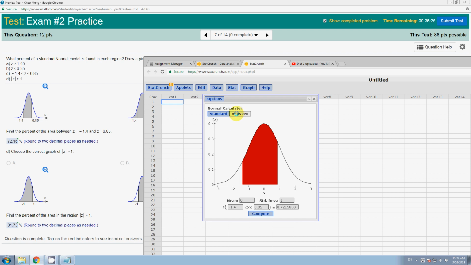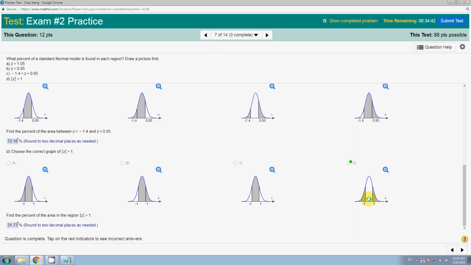So let's go back to StatCrunch. We are looking at 2 directions. One is z is greater than 1. And we also have z is less than negative 1, which could be x is less than or equal to negative 1. But we know the normal distribution is symmetric, so it should be the same, a mirror image of this right part to the other direction. So it should be something like this.